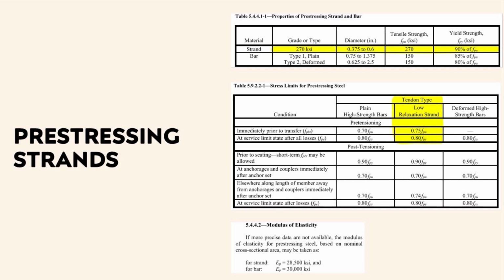Table 5.9.2.2-1 provides the stress limits for pre-stressing steel. Since we are using low relaxation strands, the stress limit prior to transfer is 75% of the tensile strength, which results in a stress limit of 202.5 ksi. After all losses, the service limit state is 80% of the yield strength, which results in a stress limit of 194.4 ksi. And the modulus of elasticity for the strands is 28,500 ksi.